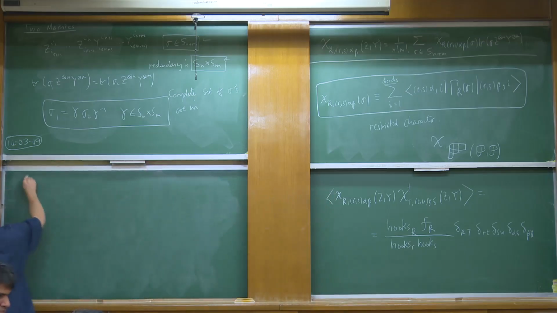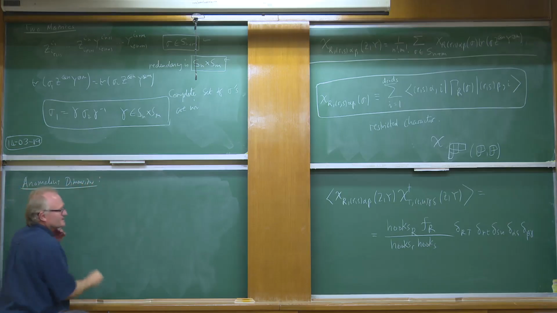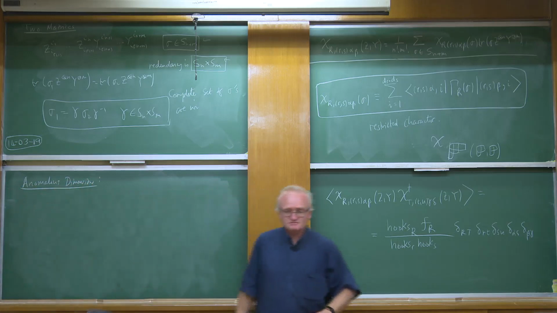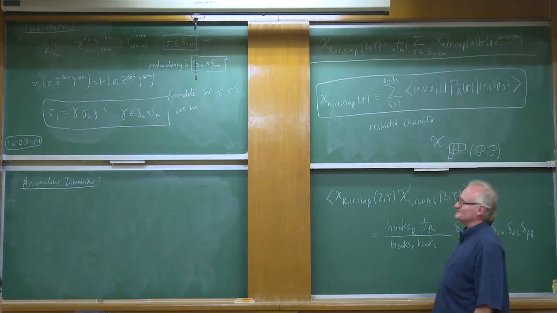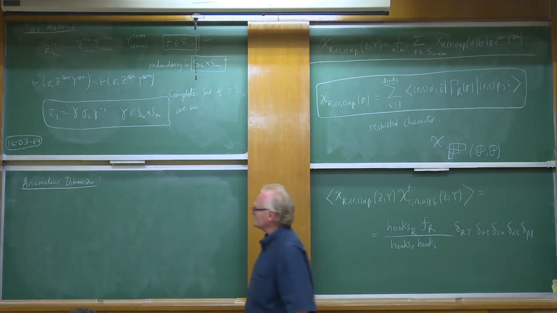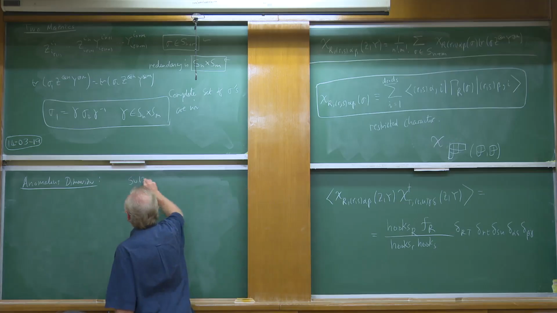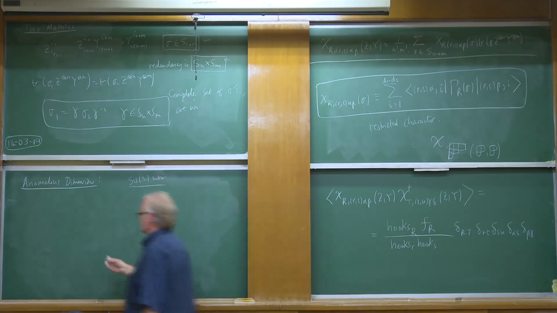So I want to look at, so we've done everything in the free theory. So now let's just look at anomalous dimensions. And I just want to give you an idea about how these operators mix. And do they mix a lot or not so much? And I'm going to work only in the SU(2) sector. It's simplest.